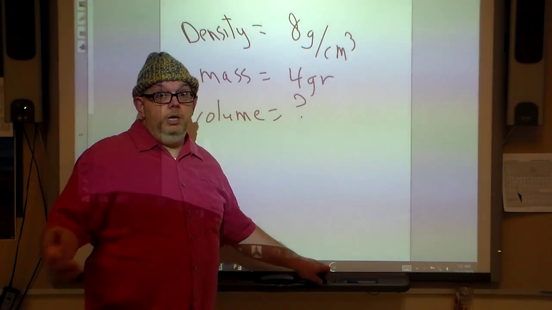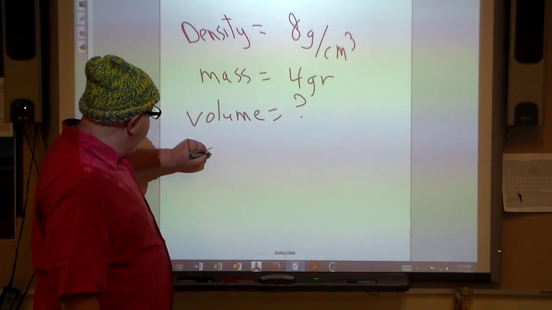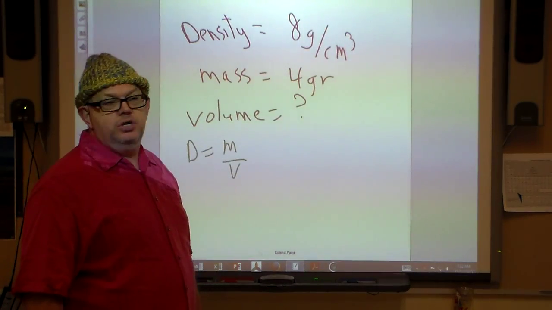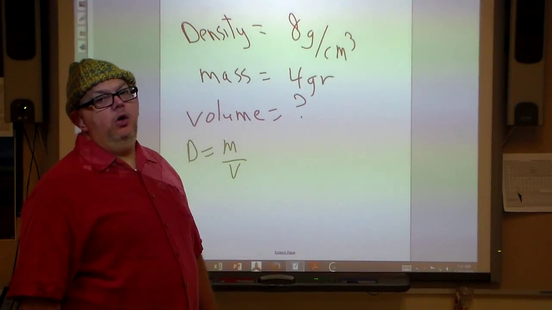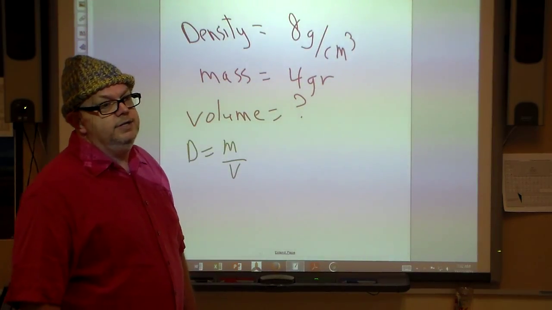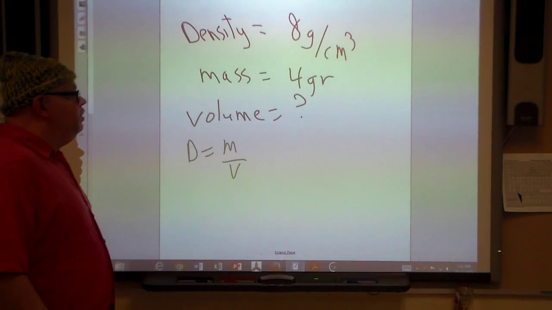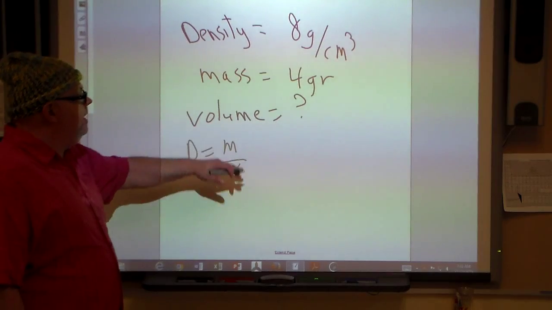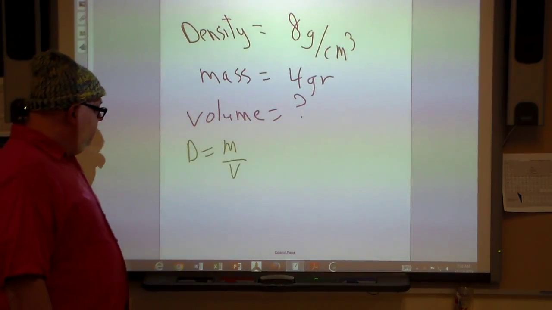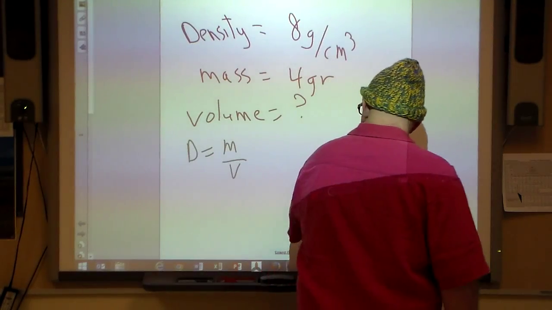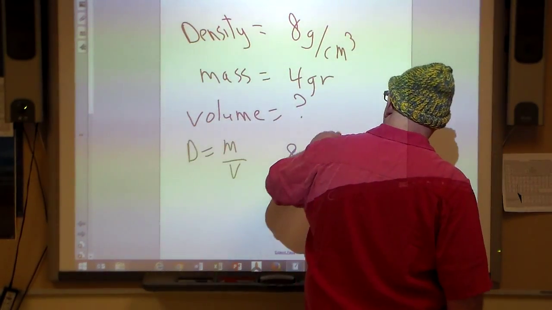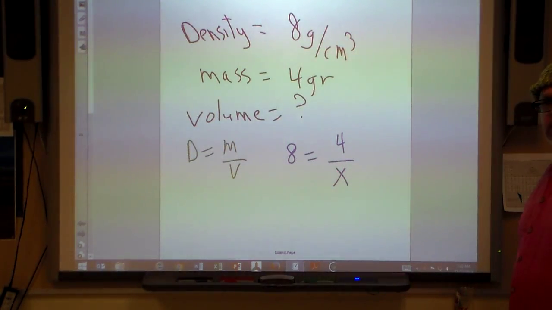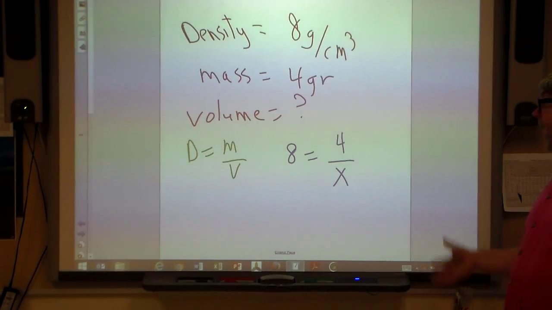Okay, well, how do we solve that? Well, remember, density is equal to mass over volume. Now, I will give you that formula. I am not giving you the metric conversions, like what's a milli, what's a kilo, what's a centi. You should know that. You should memorize that. Okay? So let's get back to density. Density is equal to mass divided by volume. Okay, well, we got the density, right? Correct? We have our 8 is equal to 4 over x. Okay? Solve for x.